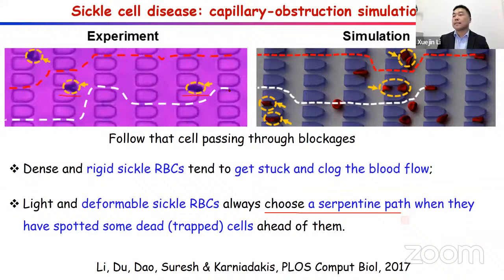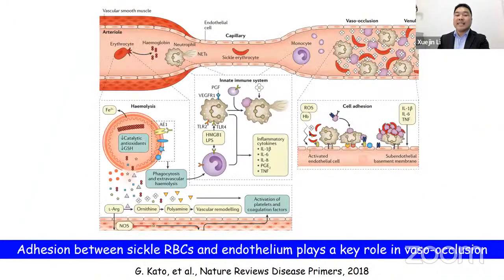obstacles. Here we show the trajectory of deformable sickle cells. You can see that these cells can go right through the obstacles. They can still pass through the blockage. From the above discussion, we know that the cell sickling can cause vaso-occlusion in microcapillaries.